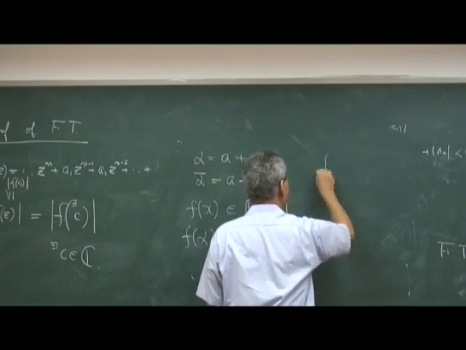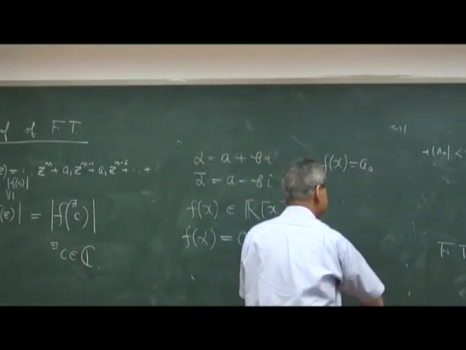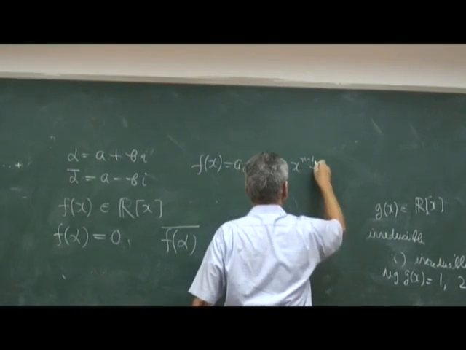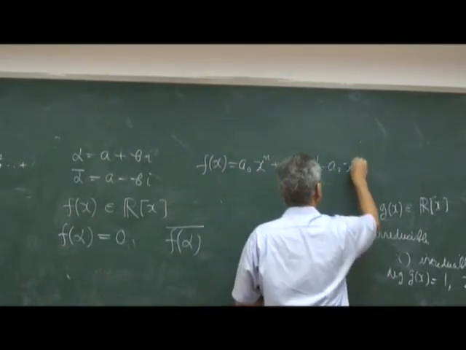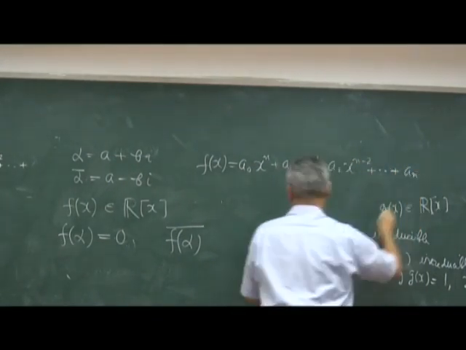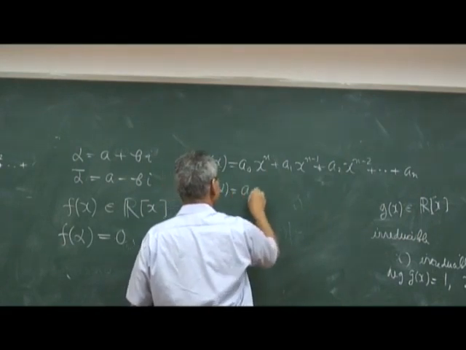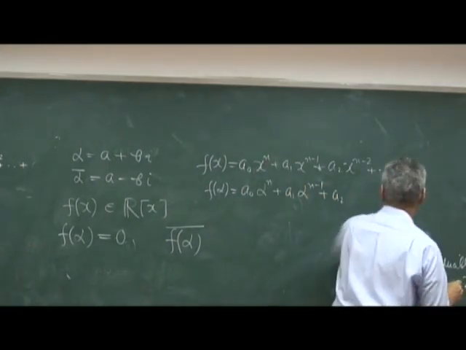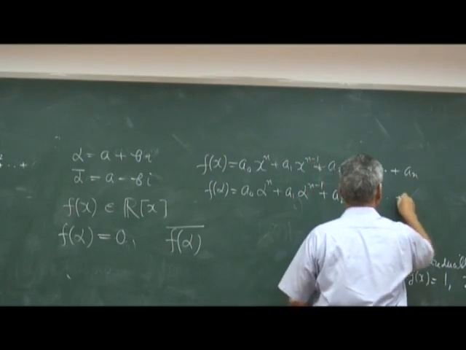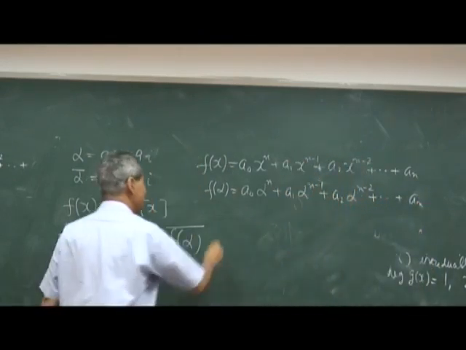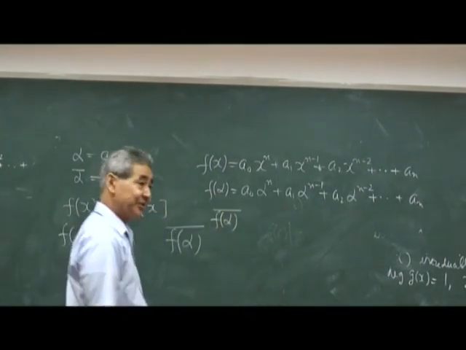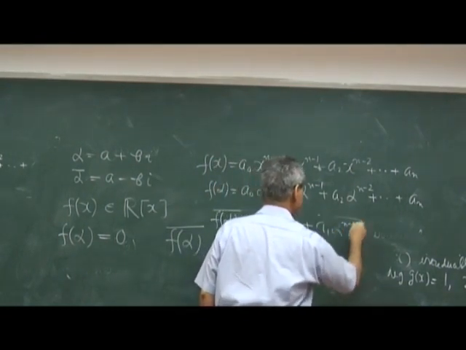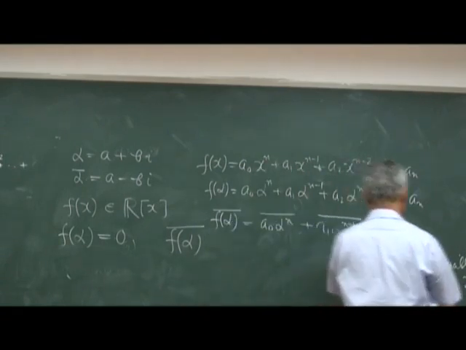And what is the complex conjugate? Let me write it: f(x) is A0 x to the n plus A1 x to the n minus 1 plus A2 x to the n minus 2. Then f(alpha) is just A0 alpha to the n plus A1 alpha to the n minus 1 plus A2 alpha to the n minus 2. Then if you take the complex conjugate, it means you just take the conjugate in every place here. That's very easy to prove.